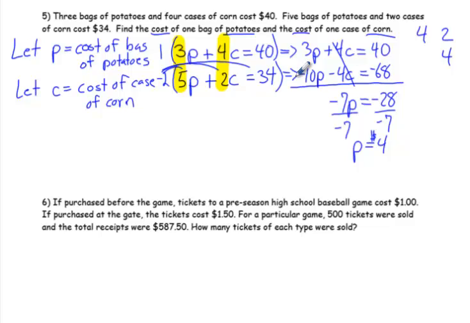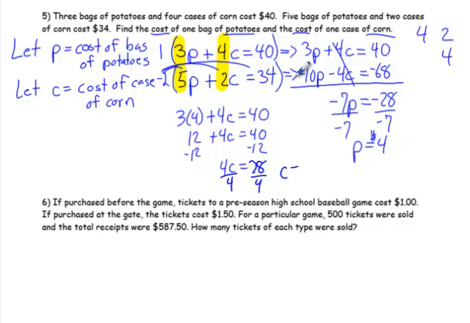Now we got to find the case of corn. Again, this one, it doesn't really matter which one you choose. Just pick one. 3 times 4 plus 4c equals 40. 3 times 4 is 12 plus 4c equals 40. So we want to subtract 12. 40 minus 12 is 28 divided by 4. And that's going to be $7.